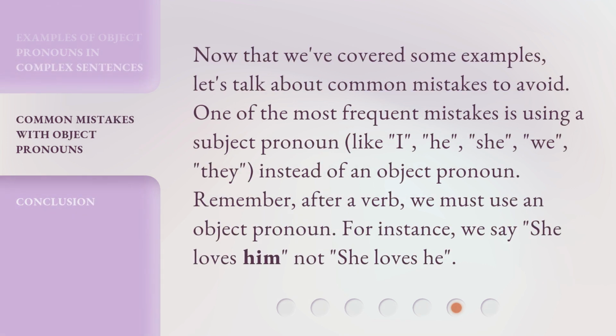Now that we've covered some examples, let's talk about common mistakes to avoid. One of the most frequent mistakes is using a subject pronoun, like I, he, she, we, they, instead of an object pronoun. Remember, after a verb, we must use an object pronoun. For instance, we say, "She loves him," not "She loves he."